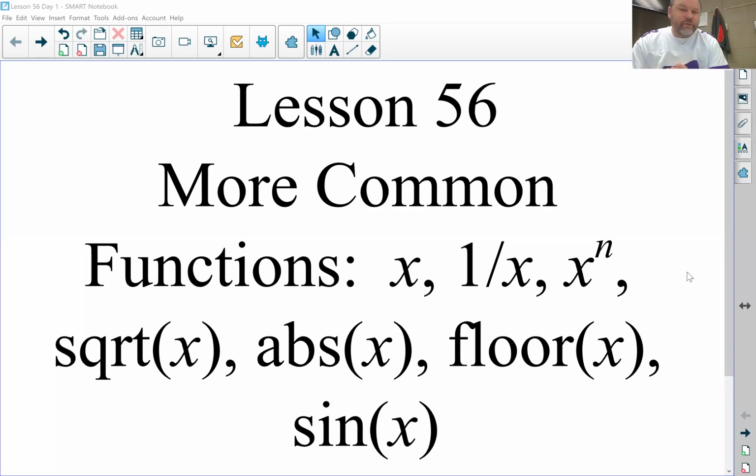So this week we're going to work in lesson 56, and I've kind of broken it down. I think we'll probably spend 3 days in this lesson, and I hope most of it is review. I know we've graphed linear functions and x to the power of n functions and square roots and absolute values. And I think possibly you've already done some work with the sine function.